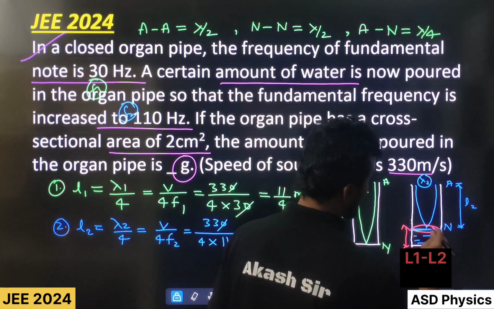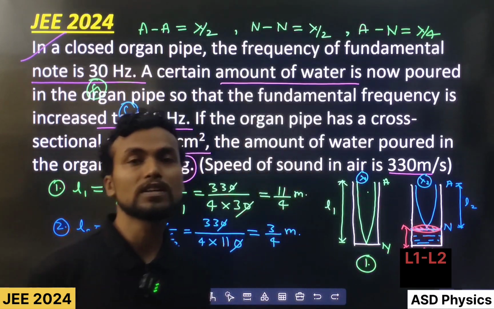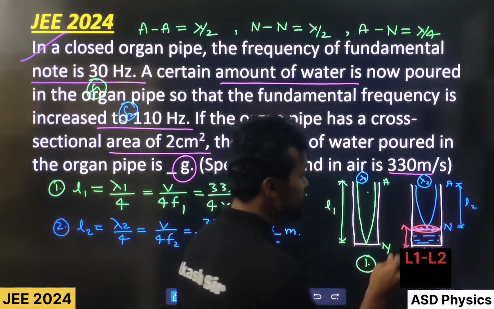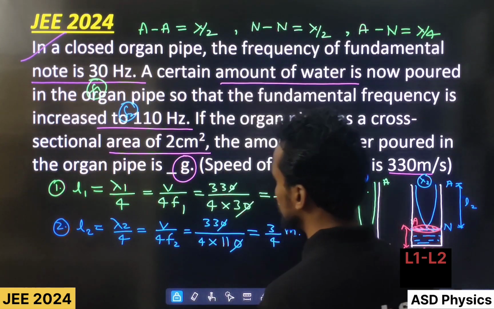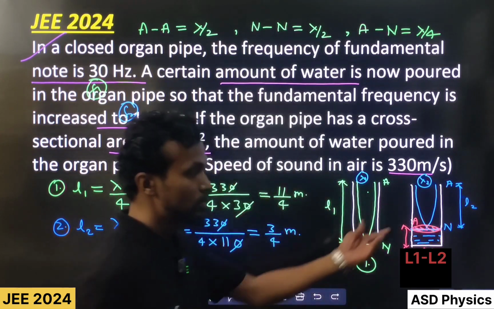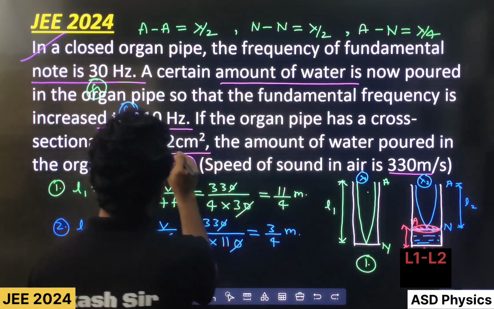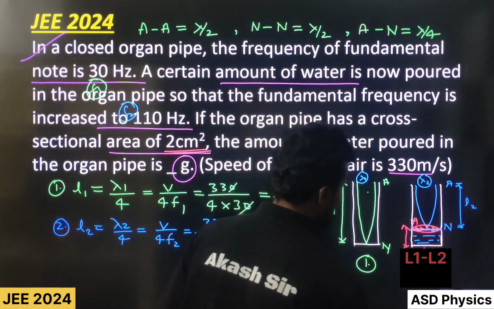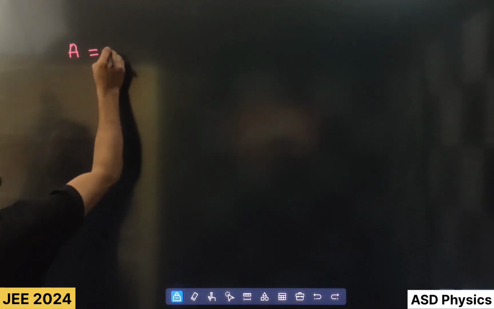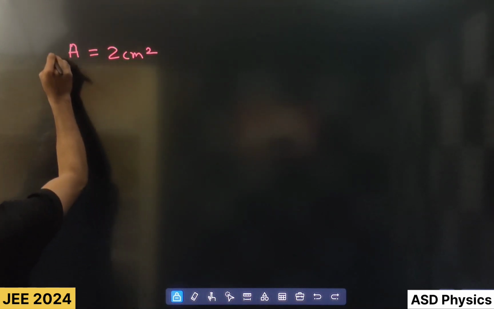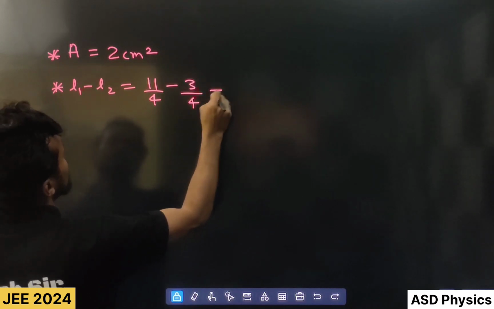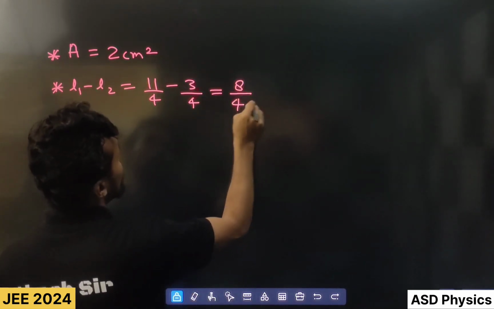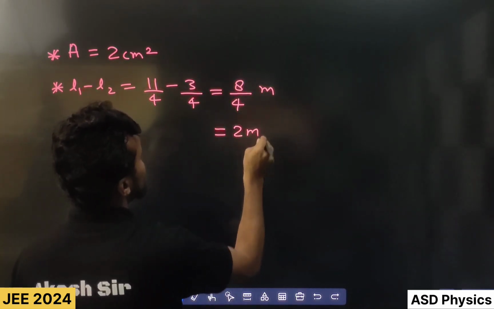And the cross-sectional area is also given here. So what is the volume of the water? The volume of the water means area of cross-section into length L2 minus L1. First we'll calculate L2 minus L1 and then multiply with the area of cross-section. The area of cross-section given is 2 centimeter square. Now L1 minus L2 will be 11 by 4 minus 3 by 4, which is 8 by 4 meter. That means it is coming 2 meter.